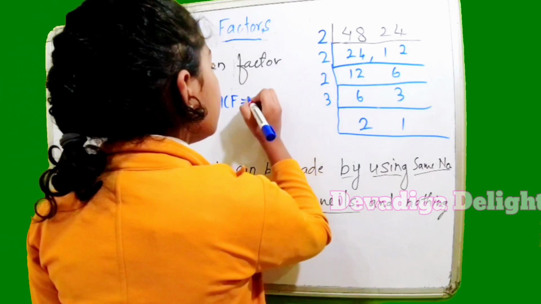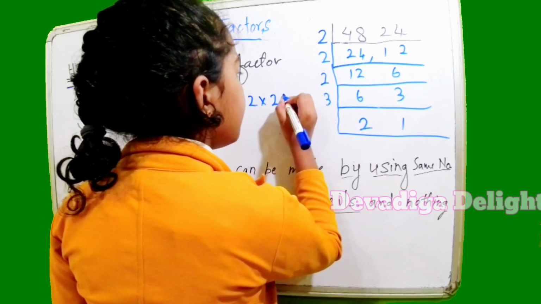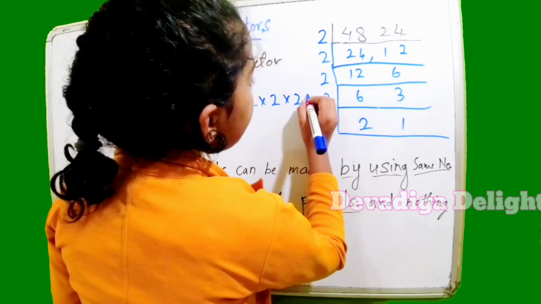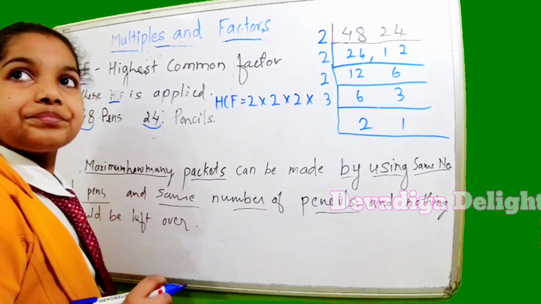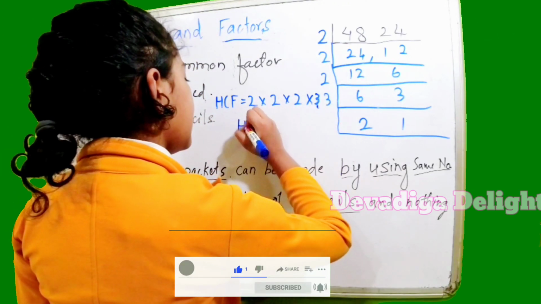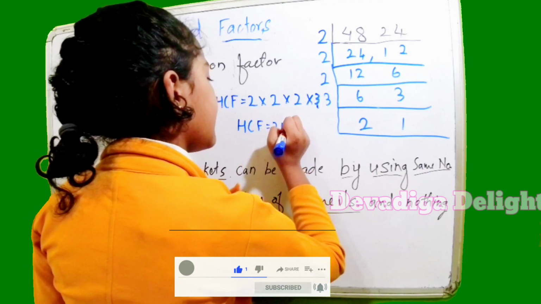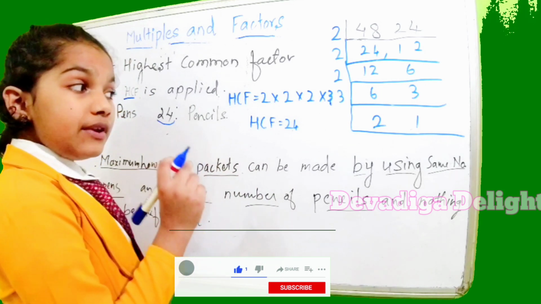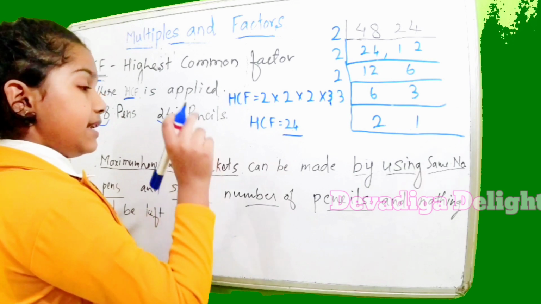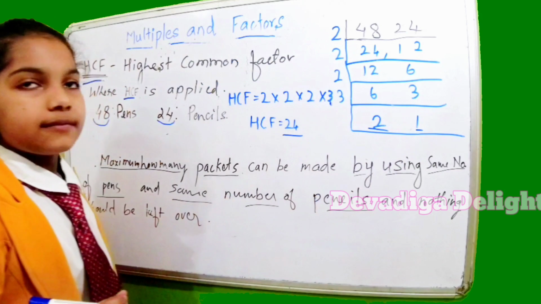HCF is equal to 2 multiplied by 2 multiplied by 2 multiplied by 3. So the HCF is 24. By doing HCF, we found out that we should make 24 packets, and in each packet there will be 1 pencil and 2 pens.